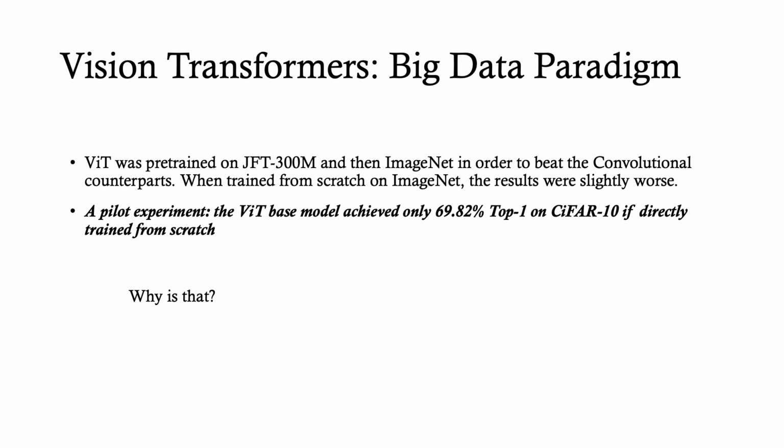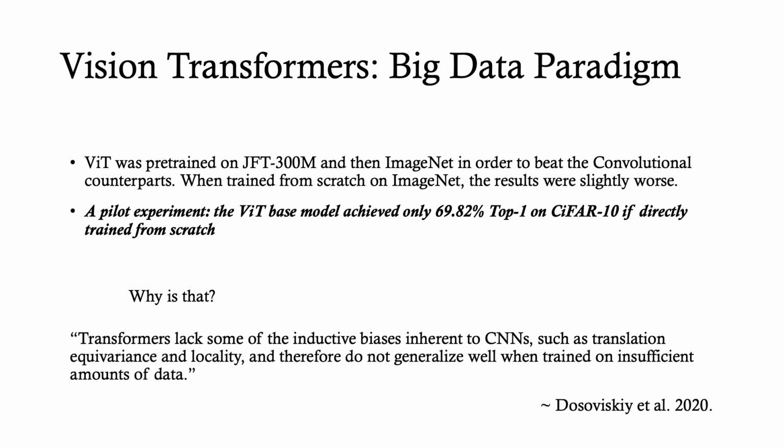And we did some pilot study. If we do this on a smaller dataset using the ViT-based model, we can achieve only 69.82% top-1 accuracy on the CIFAR-10 dataset. This is very low compared to the transfer learning results, where we are getting over 99% accuracy. Why is this? In the original vision transformer paper, the authors explain that transformers lack some of the inductive biases inherent to CNNs, such as translation equivariance and locality, and therefore do not generalize well when trained on an insufficient amount of data.